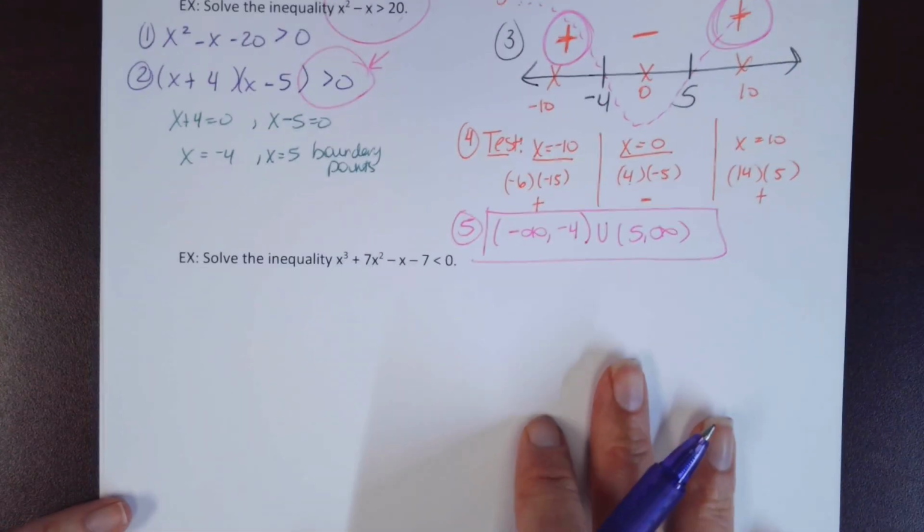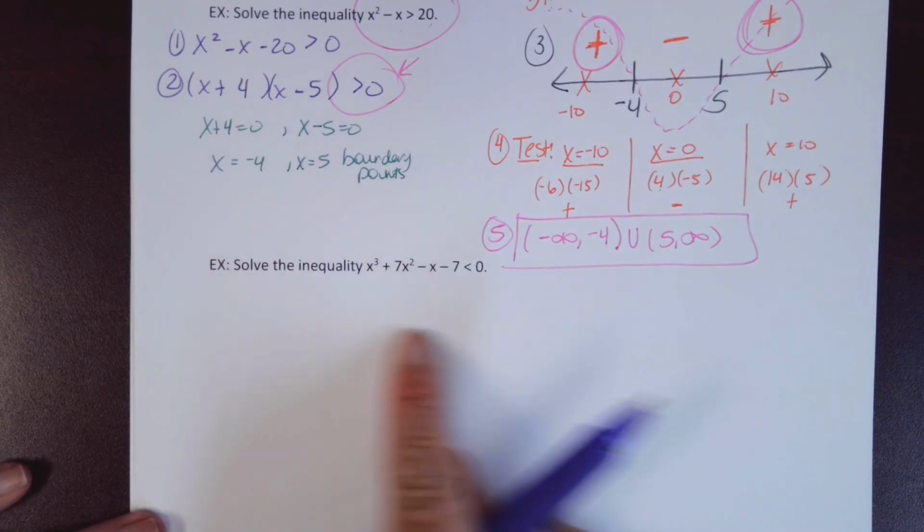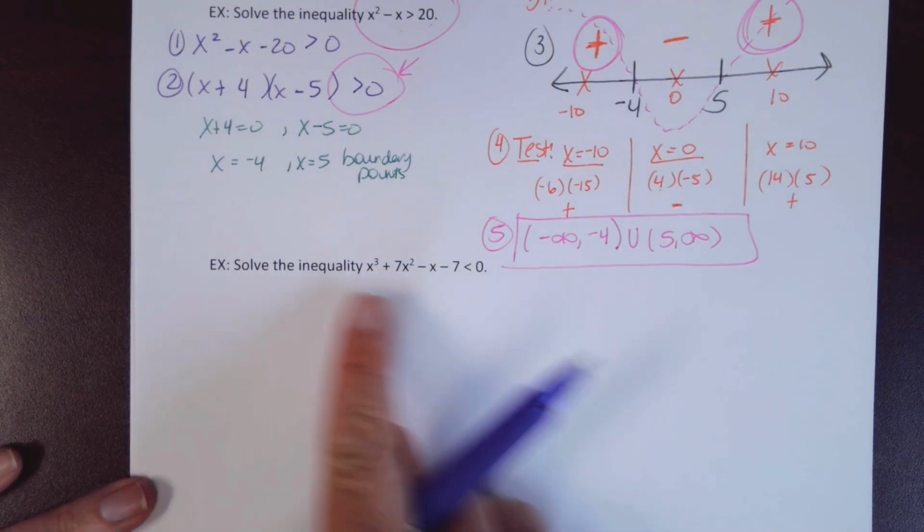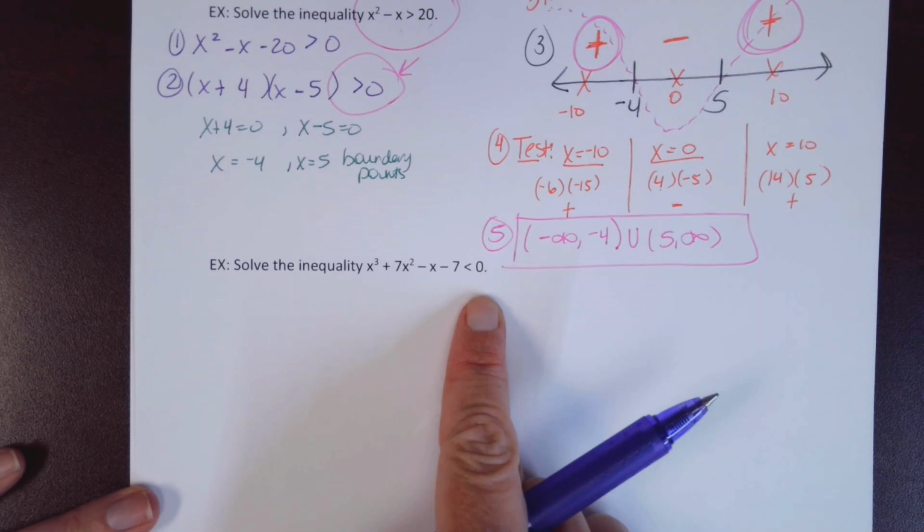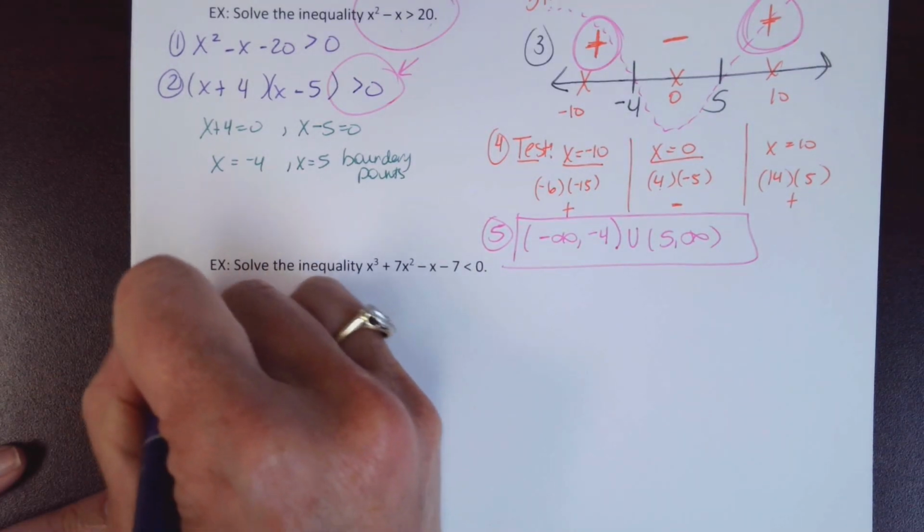All right, let's go again. Express the inequality as set to 0. That is already done for us. We don't have to do that. The second step then is to factor.